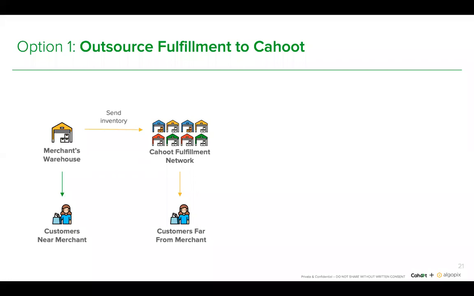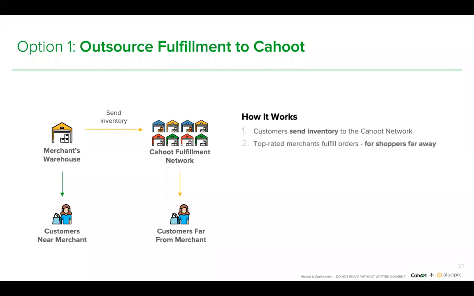You send the inventory to Kahoot. Kahoot distributes it across its fulfillment warehouses. And our software determines which orders should be fulfilled from which location so that it's cheapest to fulfill. And the best part is if you have a warehouse of your own and you want to also continue doing fulfillment, you can totally do that. And our technology ensures that you will continue to fulfill the orders that are cheaper to fulfill from your location. So we don't exclude your location.